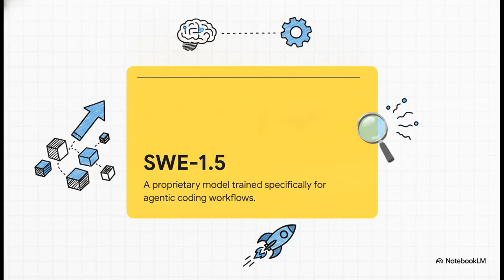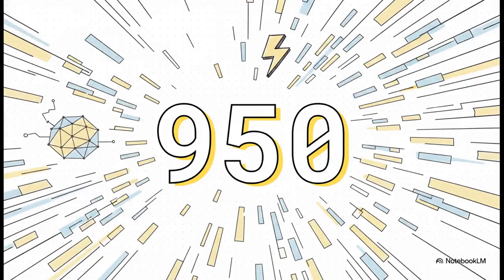See, most tools out there are just wrapping standard models from OpenAI or Anthropic, right? But the creators of Windsurf, Codium, went ahead and built SWE 1.5. This is a proprietary model trained specifically for agentic coding workflows. It's not just a polite little assistant, it is a relentless, autonomous executor built from the ground up with one priority: speed. And when I say speed, I mean literally terrifying speed.